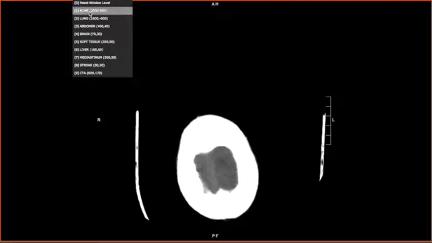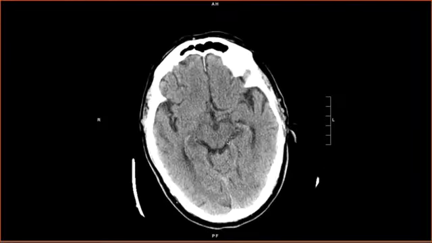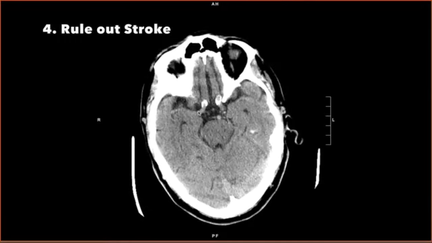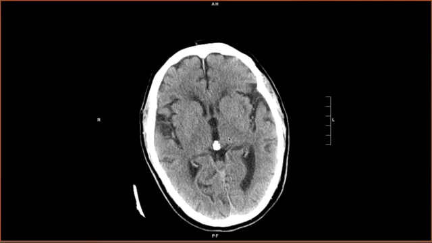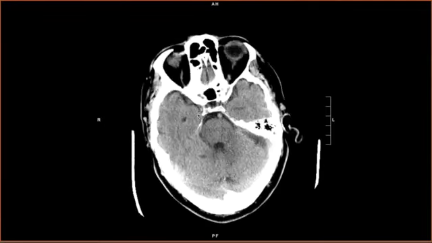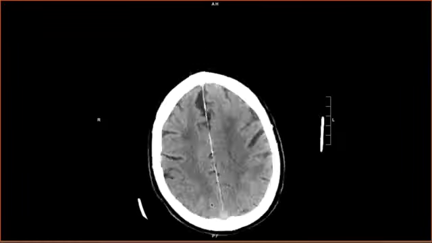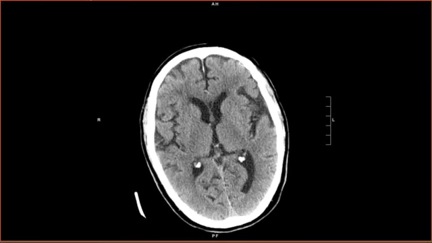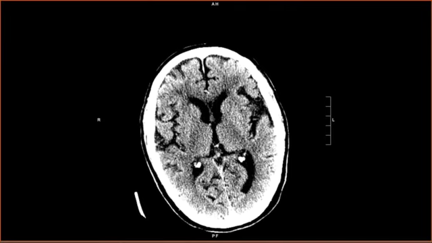Let's move on to look for a stroke. So put on brain window. Look at the M1s, I don't see anything. Look at the M2s. Some questionable things over here, but nothing that's definite. Look at the basilar artery, it looks okay. Don't really see any hyperdense vessels. Then I look for more subtle signs of stroke. I'm looking for loss of gray-white differentiation. So I change the window to stroke window.